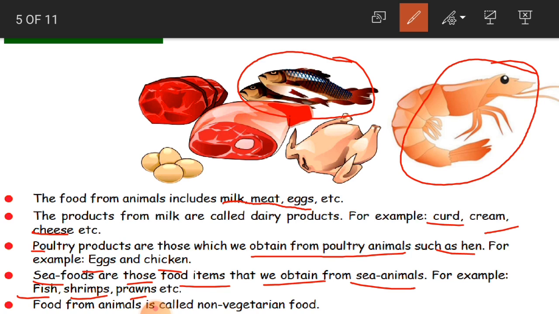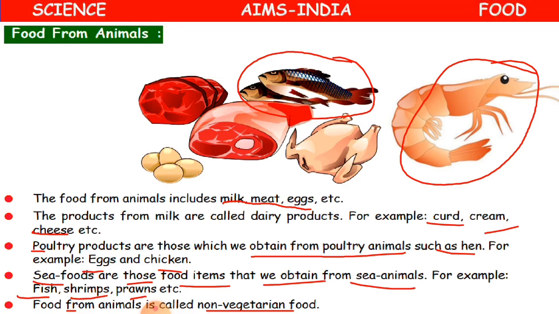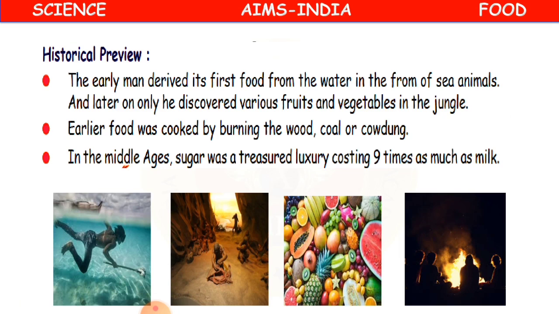Okay, and food from animals is called non-vegetarian food. Whatever food is obtained from the animal, it may be a poultry product or a seafood or meat, anything, we call it non-vegetarian food. If you are going to eat only plant food, then it is vegetarian food. If we are going to eat animal food, then we call it non-vegetarian food. Clear, children?